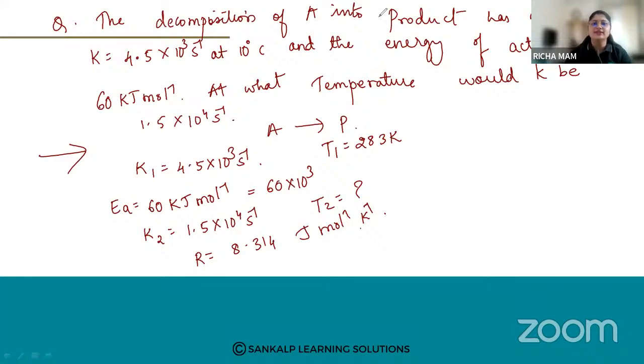Yes, put the values and see. All things I have told you, just solve now and see. You should tell me what is the value of T2. K1 is there, K2 is there, EA value you know, R value you know, T1 value you know. Find out T2.